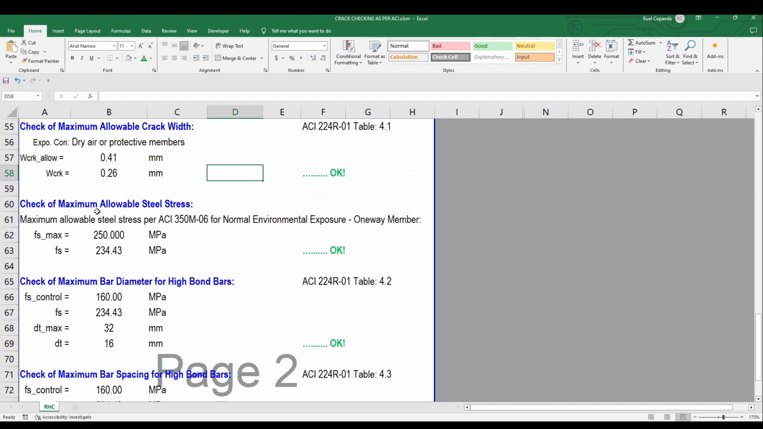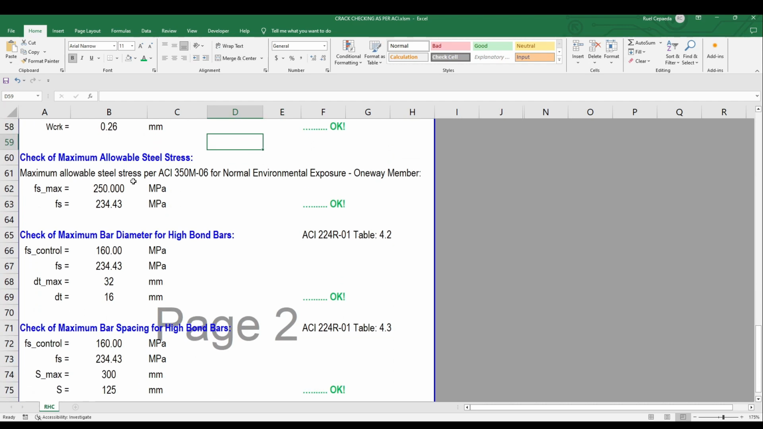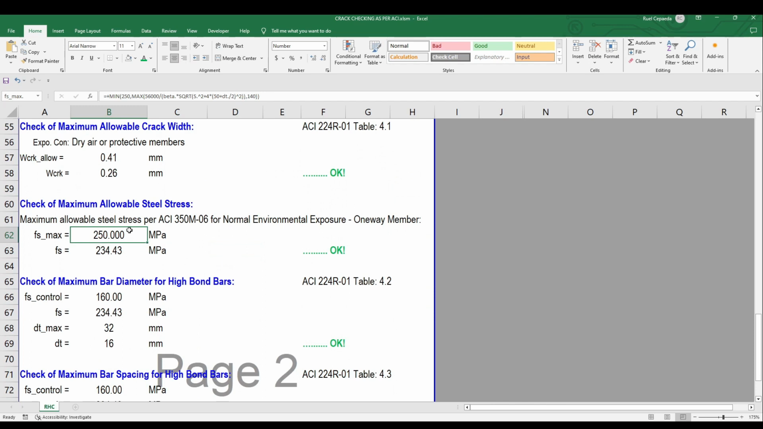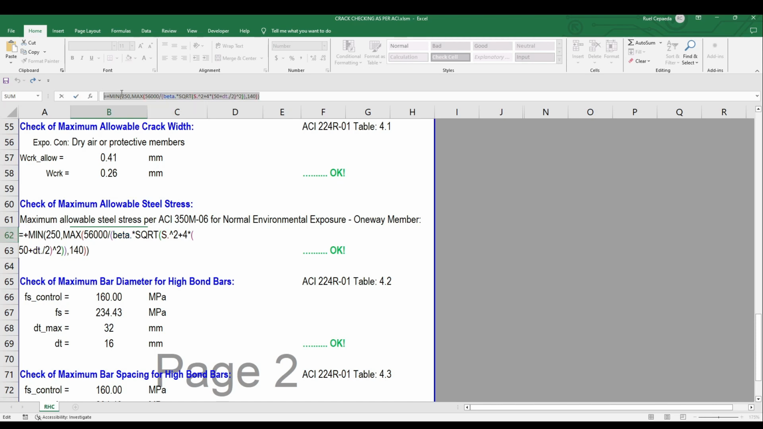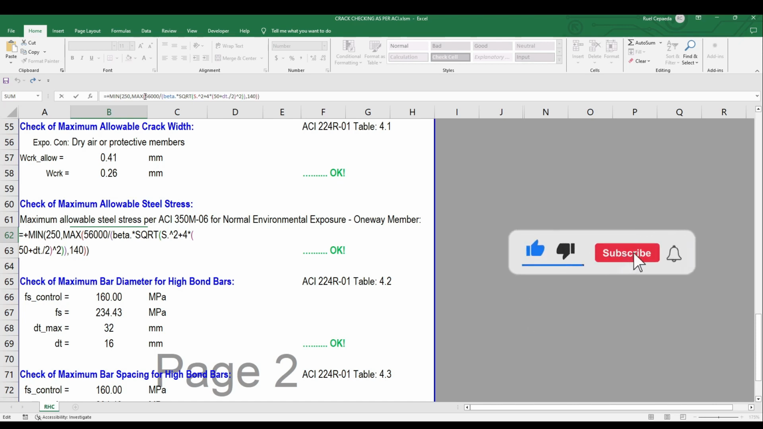So, means, okay. Then, we need to check the allowable stress ng steel natin. The maximum allowable steel stress as per ACI 350M-6 for normal environment exposure for one-way member. So, ibig sabihin, one-way slab and beam lang yung pwedeng gamitan dito. So, 250 yung maximum natin as per this formula. Ito guys, formula. So, this is the minimum of 250 and maximum of 56,000 over the quantity beta times the square root of the spacing squared plus 4 times 50 by dt over 2 squared, and 140. So, whichever the minimum, ito yung magiging result niya.